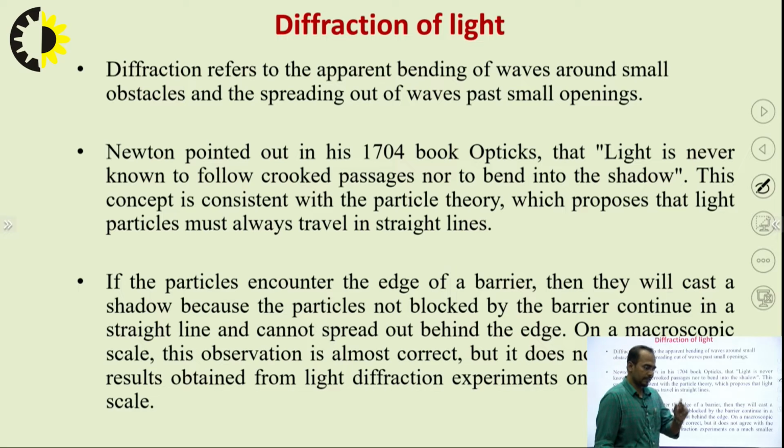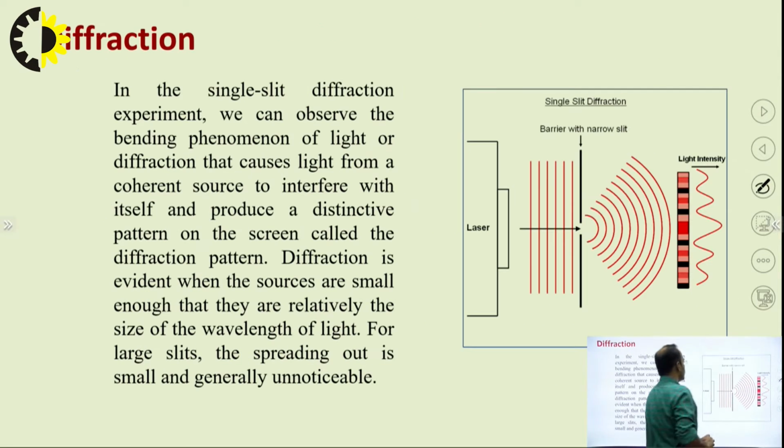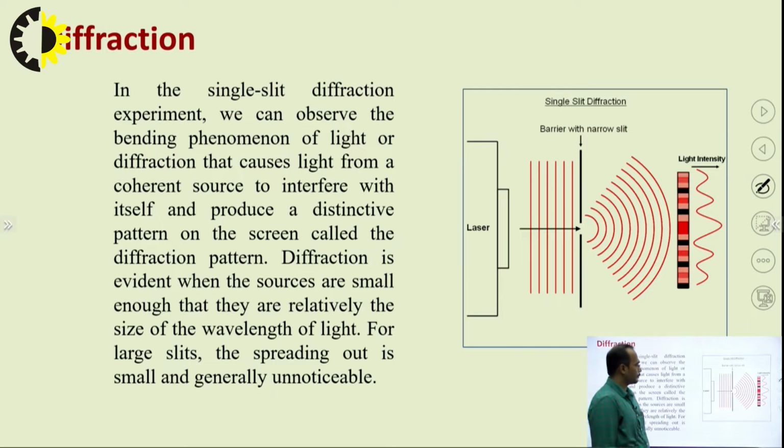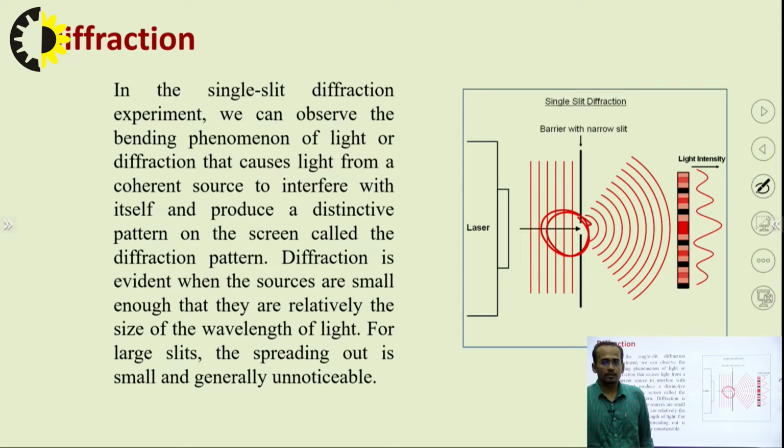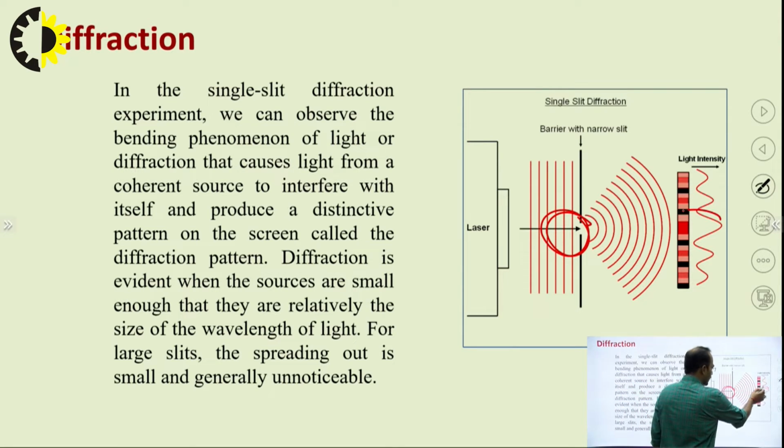If we take a small example of this diffraction, in single slit diffraction you can see here the laser light is passing through a slit. This slit has a small gap. As we increase the width of this slit, the intensity of light will also decrease, and the diffraction angle will also change. So this will be different, and maxima and minima will occur.